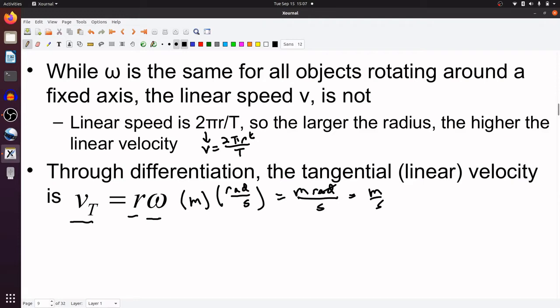This is very similar to s equals r theta. Note the pattern, because we're going to see this one more time. But this gives you the tangential velocity. And once again, the tangential velocity is the velocity at a point measured on the rim. That point on the rim is going to have a different tangential velocity than some object roughly right here closer to the center. So the further out you are, the higher the tangential velocity.